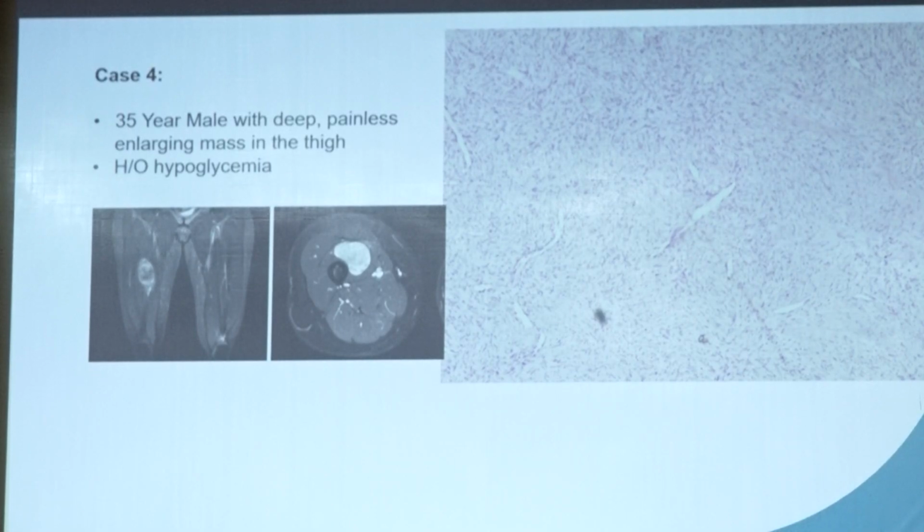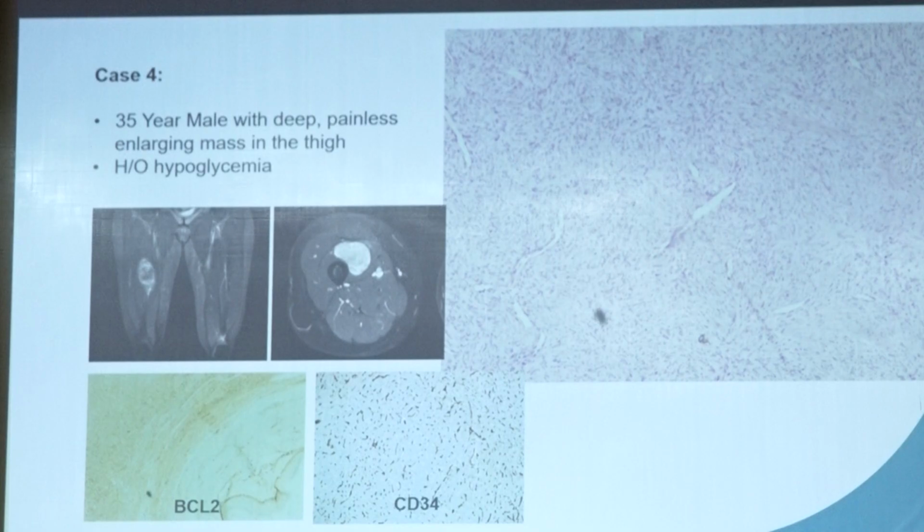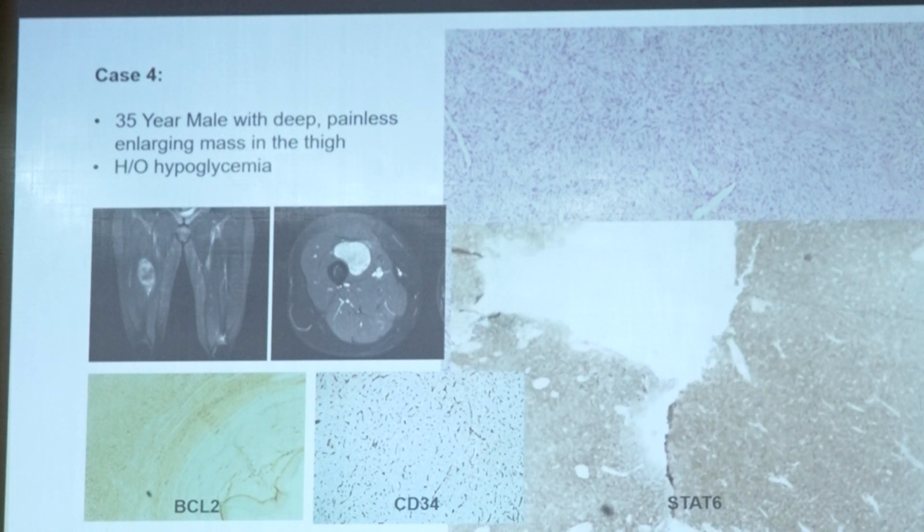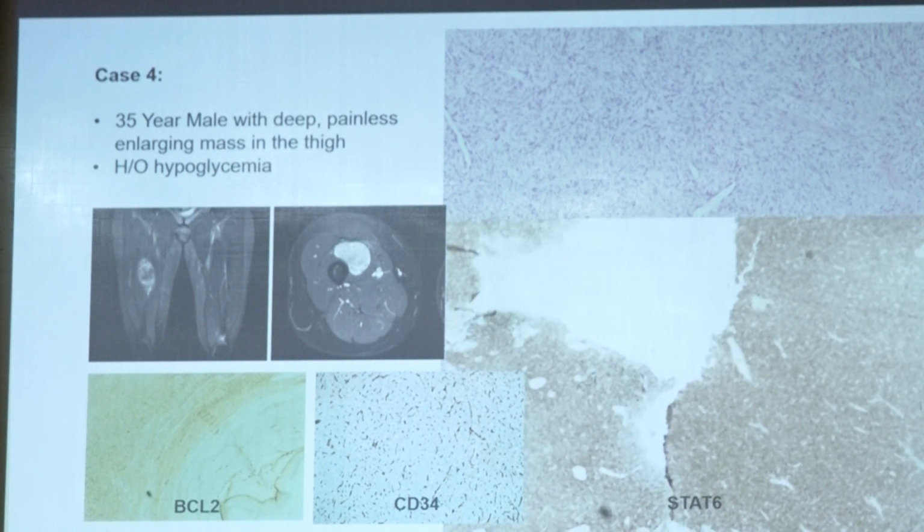So what tumor should it be? Marked HPC-like vessels, storiform pattern here and there, BCL2 positive. I'm sorry for the photograph. CD34 was positive. And then we have this marker which was positive. We have this in our lab, and this was STAT6. Which tumor is this? STAT6 is for solitary fibrous tumor.